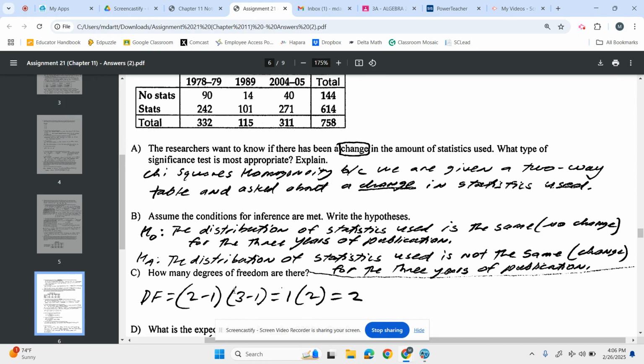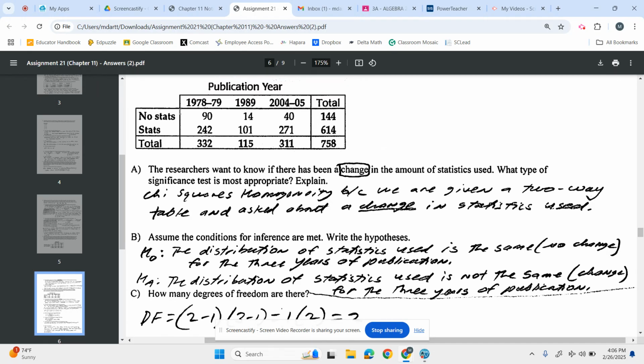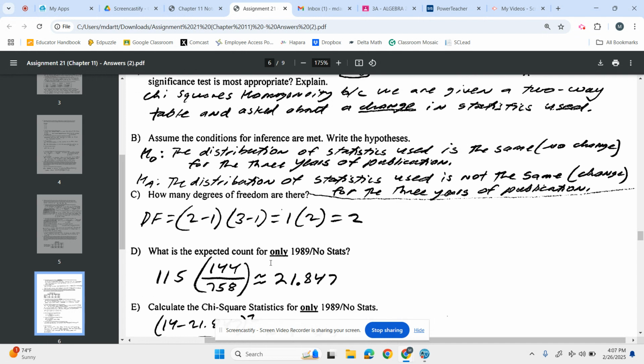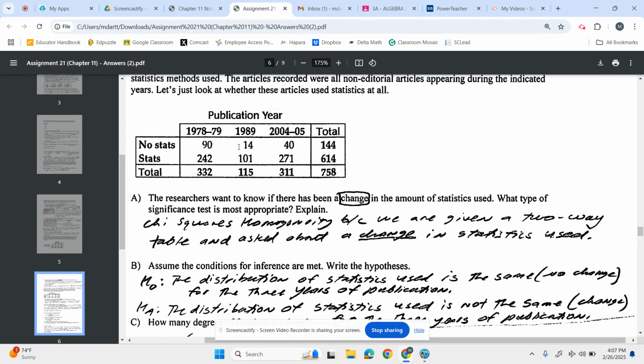Now, your degrees of freedom. Remember, when you have a two-way table, it is rows minus 1 times columns minus 1. Do not include the total. So this has 2 rows and 3 columns. So 2 minus 1 times 3 minus 1, which is just 2. Now here, it says only find the expected count for 1989 and no stats. So that's this area right here. So no stats, 89. So the observed count was 14. They want to find the expected counts.